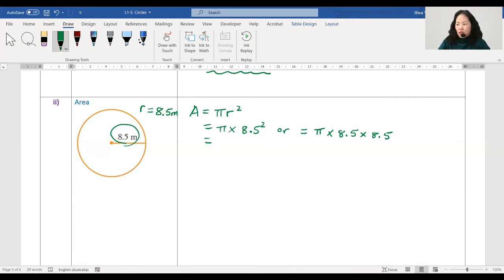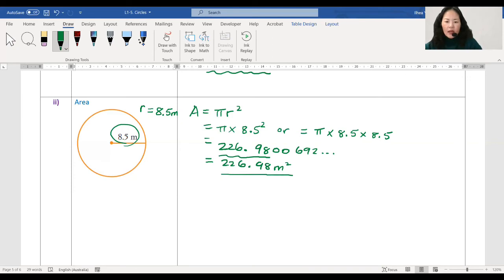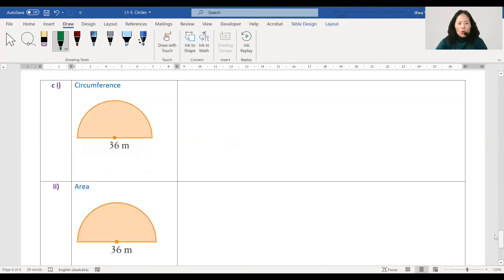Okay, so when you do that, you will get 226.9800692... And therefore, we want it to be in 2 decimal places. Beautifully done up to here. And meter squared, because it's the area.